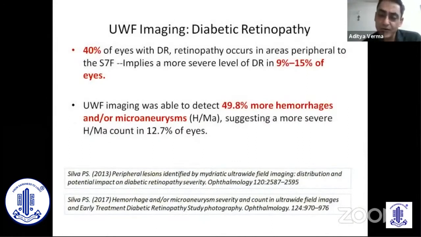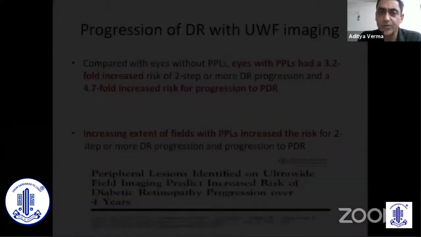The first disease which I'm going to talk about is diabetic retinopathy, because I believe personally that ultra wide field imaging has changed our understanding about diabetic retinopathy, because what we are seeing is much more than we used to see before. Even the studies indicate that in about 40% of eyes with DR, the retinopathy occurs in areas peripheral to the standard 7 fields, which implies a more severe level of DR in about 9 to 15% of eyes, and this is a significant number. We actually wouldn't want to miss this. Ultra wide field imaging has also been able to detect about 50% more hemorrhages and or microaneurysms, and these are extremely important in predicting the progression of diabetic retinopathy.